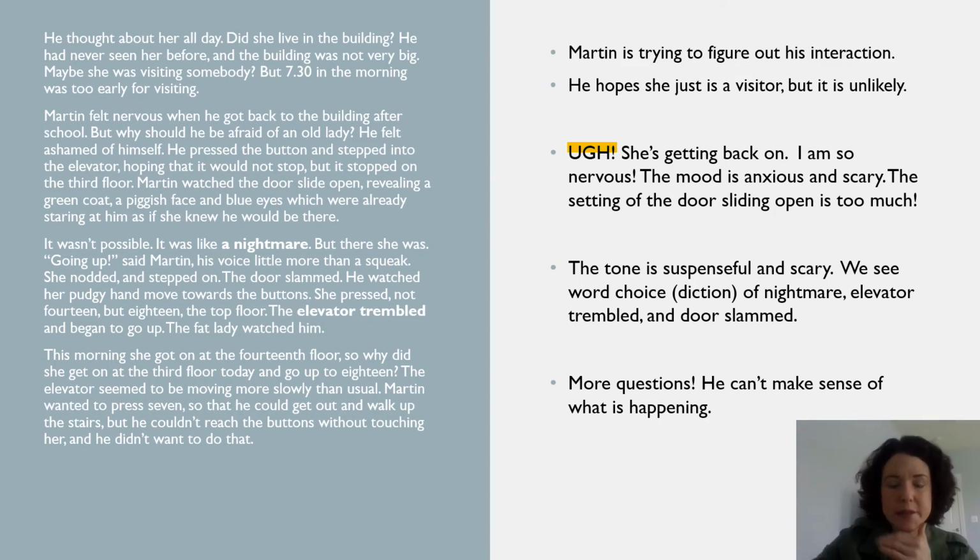So let's look at the last paragraph here on this page. The morning she got on at the 14th floor. So why did she get on the elevator at the 3rd floor today and go up to the 18th? The elevator seemed to be moving more slowly than usual. Martin wanted to press 7 so that he could get out and walk up the stairs, but he couldn't reach the buttons without touching her, and he did not want to do that. More questions here, right? He's got lots of dialogue, and he can't make sense of what's happening.